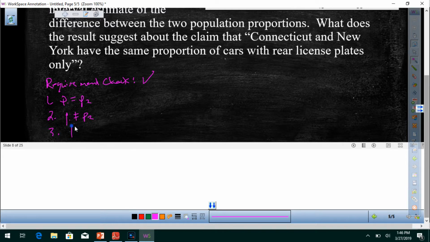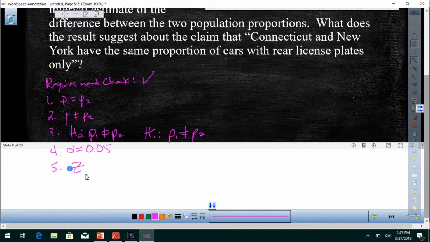Three, H sub 0, the null hypothesis, p sub 1 equals p sub 2. The alternative, p sub 1 is not equal to p sub 2. Okay? And then four, alpha is 0.05. Five is where it gets a little bit different.